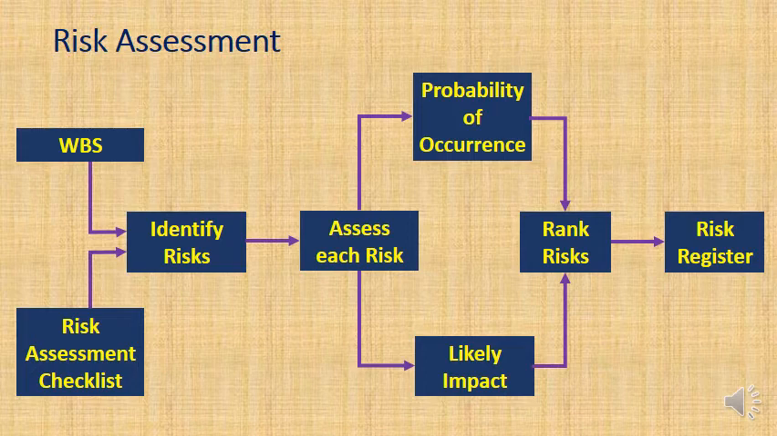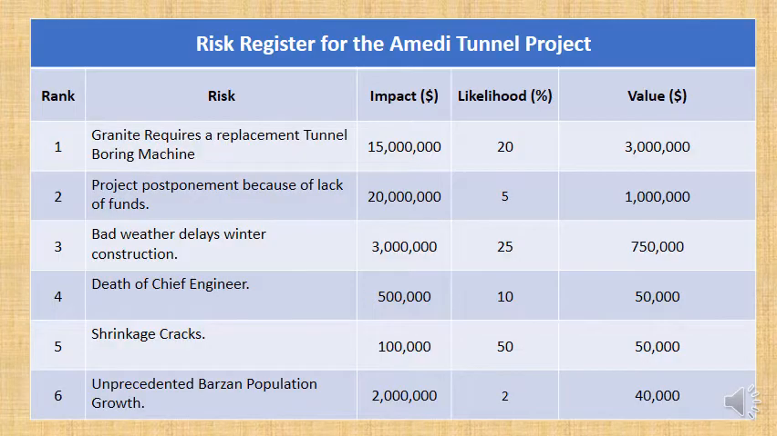The impact does not influence the probability and vice versa. And then from that, we will rank the risks. We will rank them from the big risks to the little risks, and that will basically become the basis of the risk register. So this is the risk register for the Amidi Tunnel project. Now, this is a very simplified risk register, okay? I want you to understand that, but I've ranked these risks after assessing them.